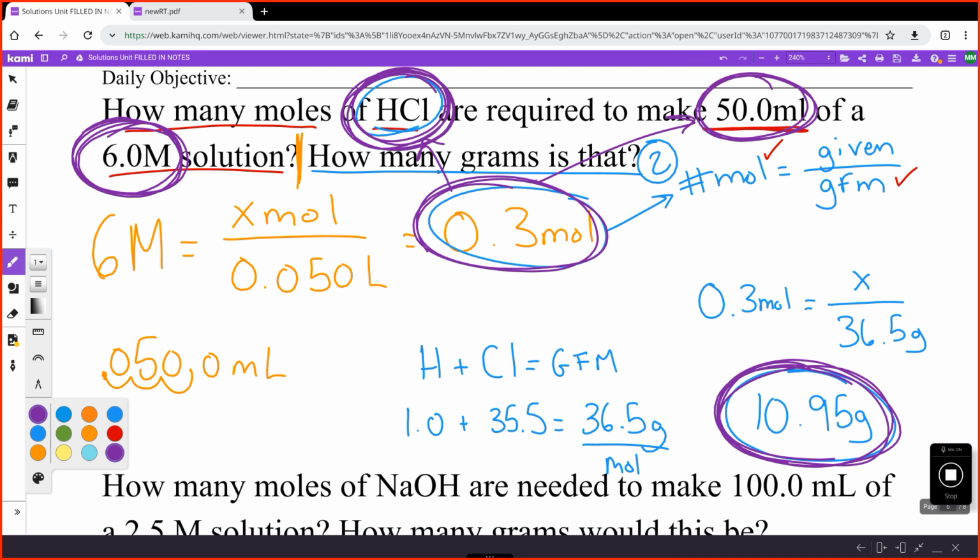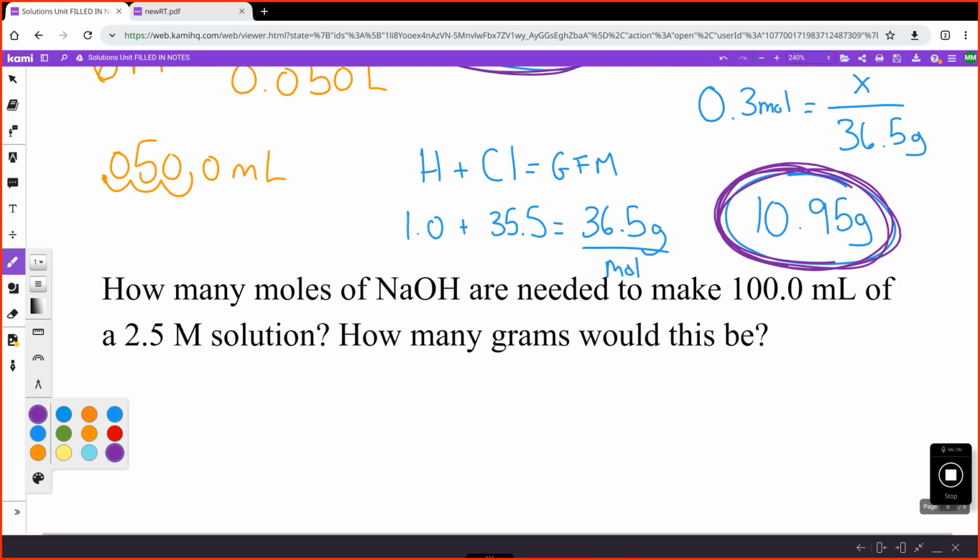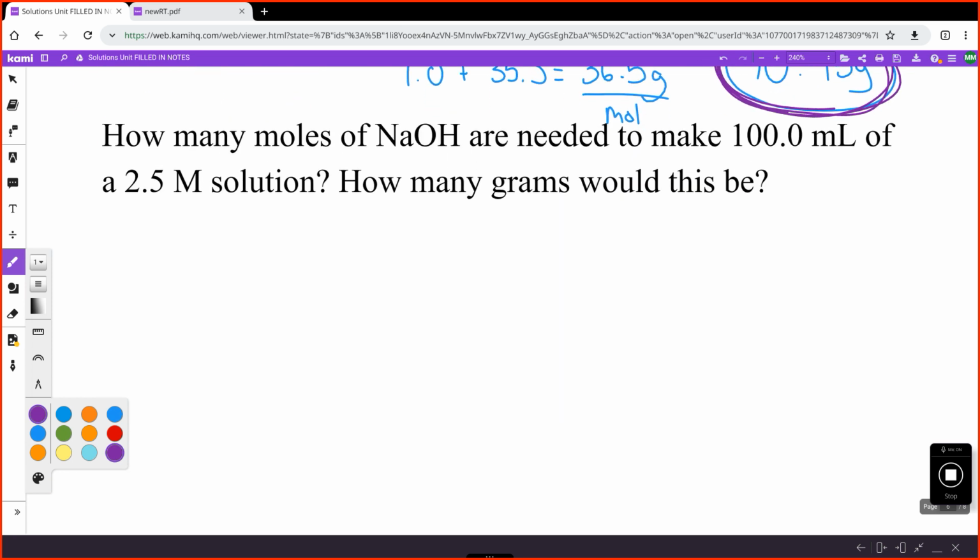molarity. I'm going to do one more of these, a little bit quicker, in the exact same way and show you exactly how this works. So it's a different solute. Now, when we're dealing with grams, a different solute is important. The question says, how many moles of NaOH are needed to make 100 milliliters of this solution? That's the easy part of the question. I've broken this up into two parts, but this can clearly be merged into one.